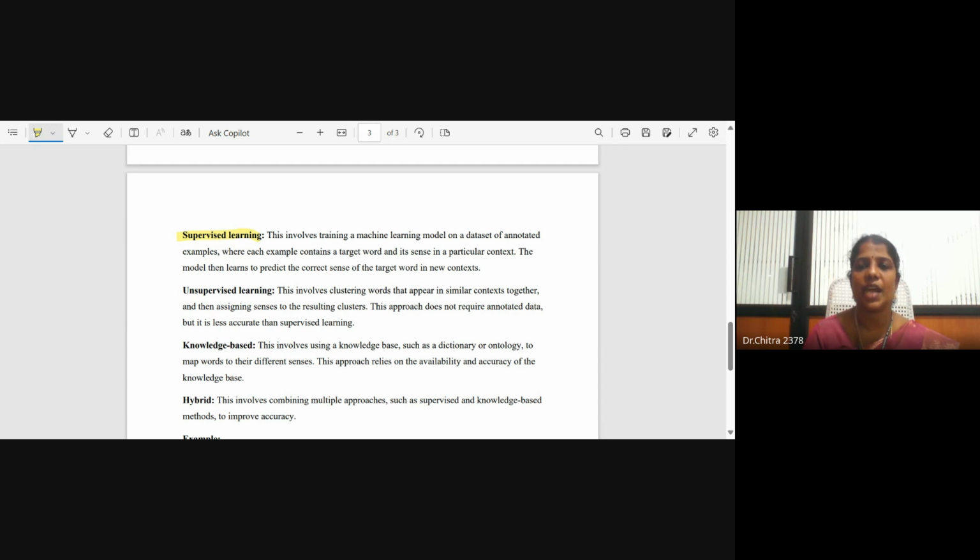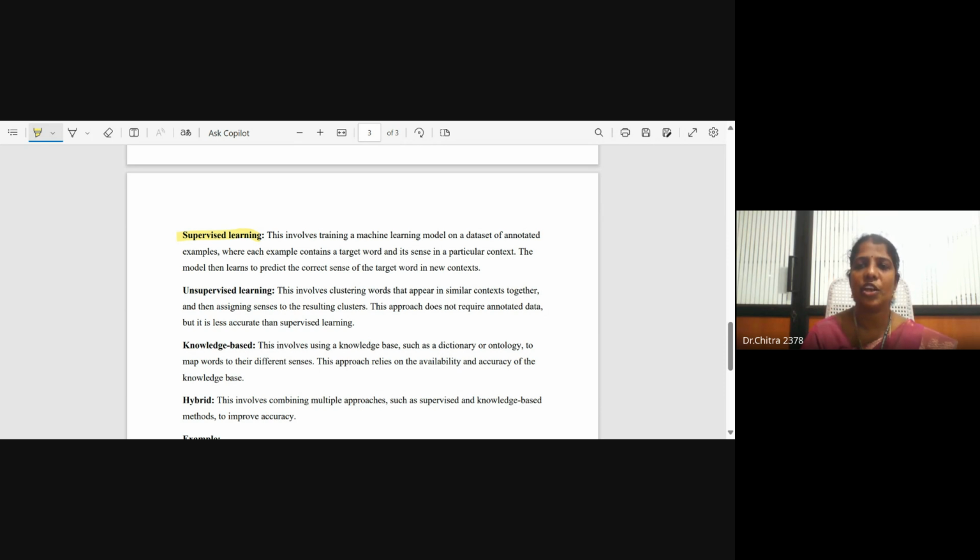And the second one is unsupervised learning. In unsupervised learning, instead of training, you group the things, that is, cluster. For example, cat and dog all come under the same WordNet category, and they are clustered in a single group. This clustering can be further used to identify the sense of the word. That is what is called the unsupervised learning algorithm.